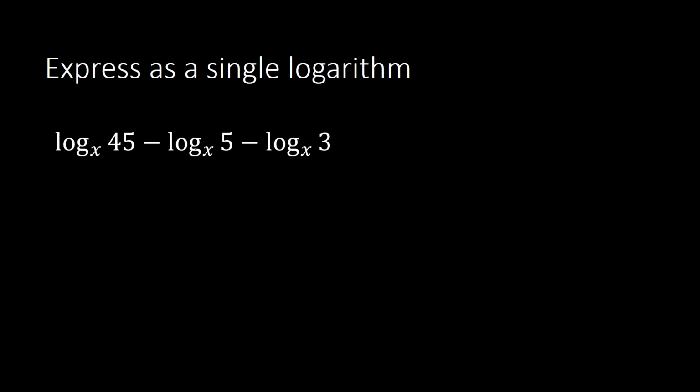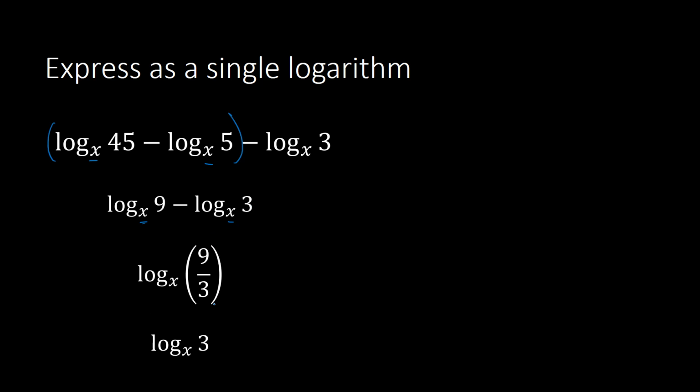Here's another example where now we have 3 logarithms being subtracted. What I can do is I can look at the first 2 first, and then do the third one after. Because we have the same base x and base x, and I'm subtracting, I can divide the 45 by the 5 to give me a 9. So now I have log base x of 9 minus log base x of 3. And then one more time, do the same thing. Base is x, and we're subtracting, so I can divide the 9 and the 3 to get 3. So my solution is going to be log base x of 3.